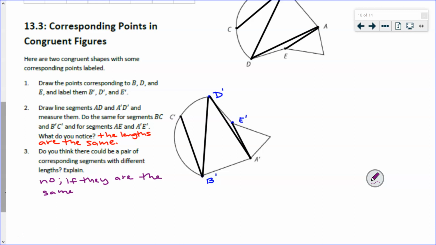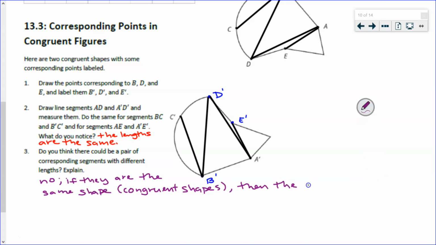No. So if the figures are going to be congruent, what about all of those distances? They're going to also have to be congruent. They're going to have to be the same, right? So if they are the same shape, meaning congruent shapes, thank you for writing this down, including it in your notes. Then the distances are also always going to be the same.